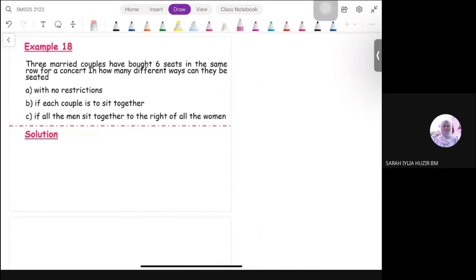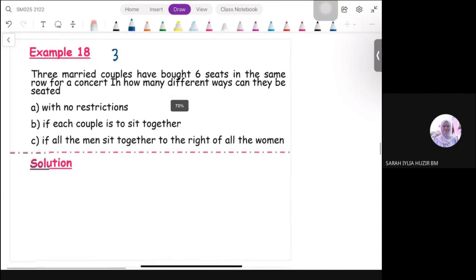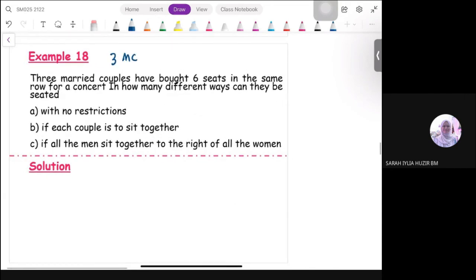Okay. We have to arrange 3 married couples. Married couples means we would have 3 husbands, 3 wives. Right. That's why they bought 6 different seats in the same row for a concert. In how many different ways can they be seated? They didn't mention arrangement at all, but they mention the seat. So seat tu penting kan? Nombor seat. Kalau awak beli tiket wayang pun, tempat duduk awak tu penting. So arrangement is important here.